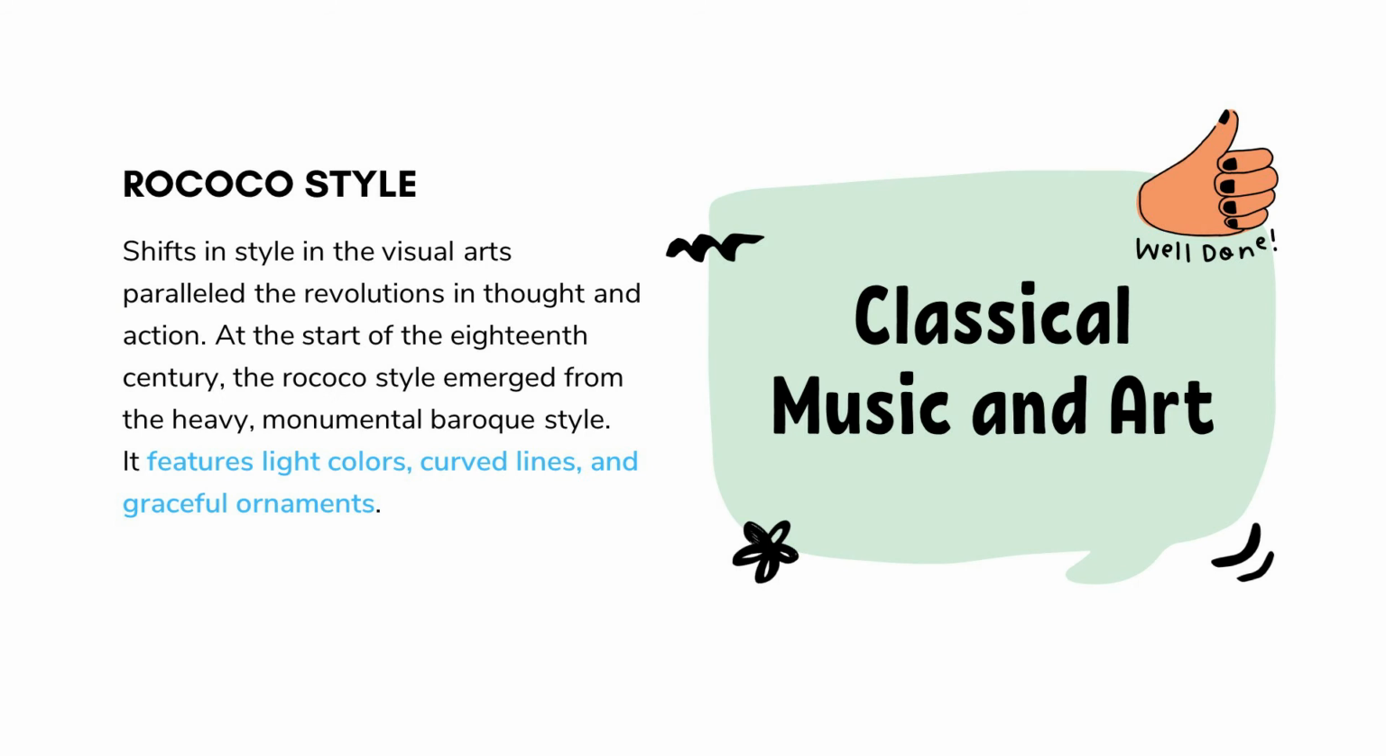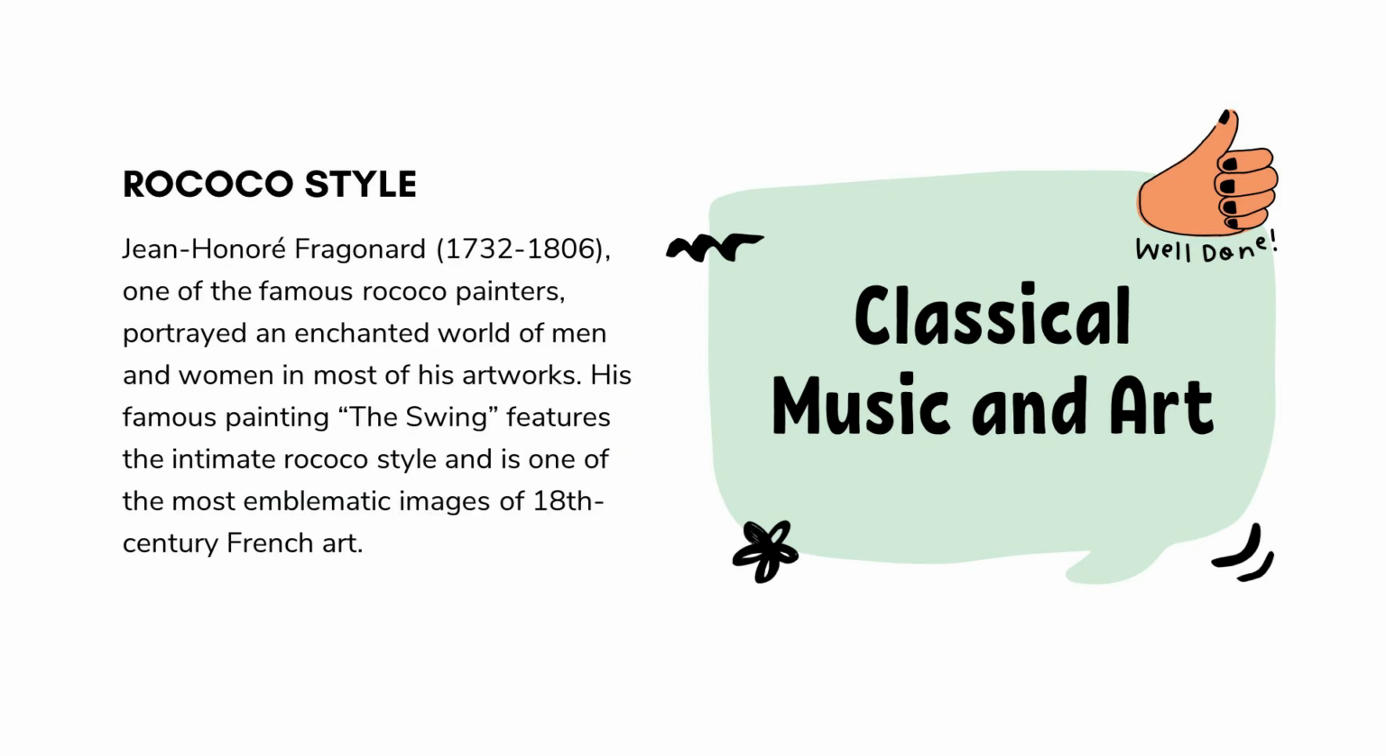Now let us relate classical music and arts. Shifts in style in the visual arts paralleled the revolutions in thought and action. So at the start of the 18th century, the Rococo style emerged from the heavy monumental Baroque style, and it features light colors, curved lines, and graceful ornaments. Isa nga sa mga kilalang famous Rococo painters during that time is yung si Jean-Honoré Fragonard noong 1732 to 1806. And kadalasan, yung kanyang mga paintings or artworks ay katungkol sa enchanted world of men and women.